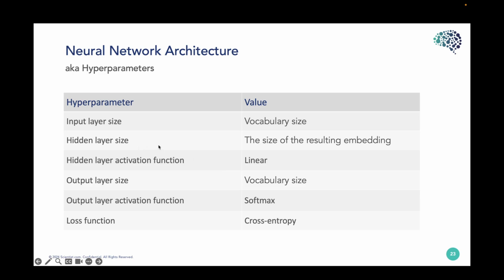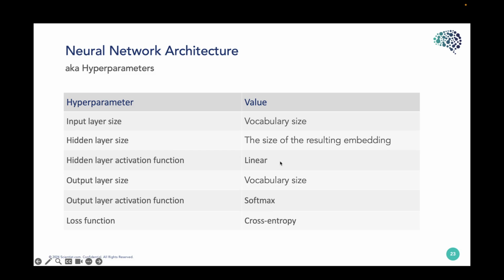The hidden layer size, here's where we get to make some decisions. Like I said at the top, some embeddings result in 768 dimensions, some result in 1024, some result in thousands of dimensions. Whatever the dimensionality that you're looking for in your ultimate embedding, that's the size of your hidden layer. We'll see why in a minute. But if your resulting embedding has 768 dimensions, then your hidden layer is going to have 768 nodes.